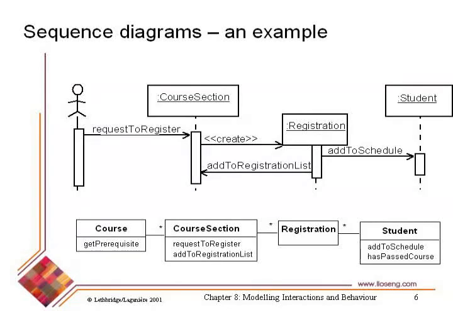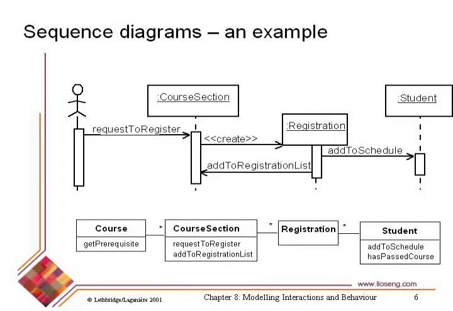So this sequence diagram is showing the method calls that occur. So the actor or the user interface will send a request to register message to a course section object. Notice it's an object because it's colon underlined. Okay? Which will then say create. And this will create a registration object. Notice the create stereotype. Okay? And the fact that this registration object is below the baseline.